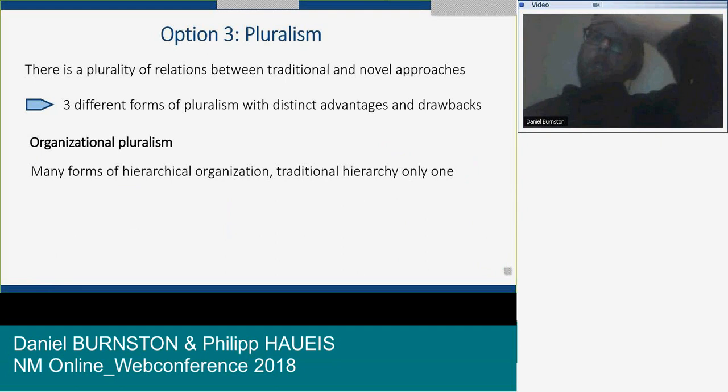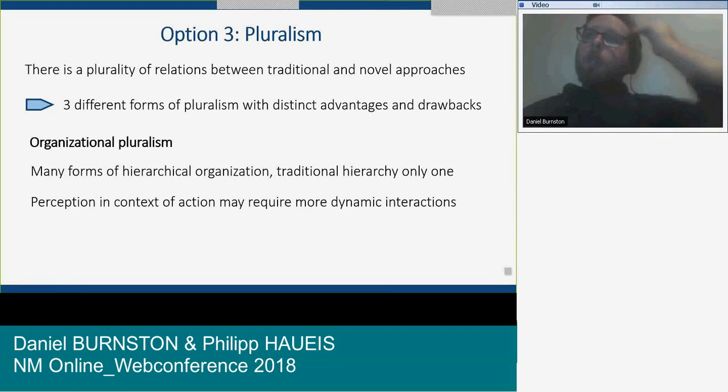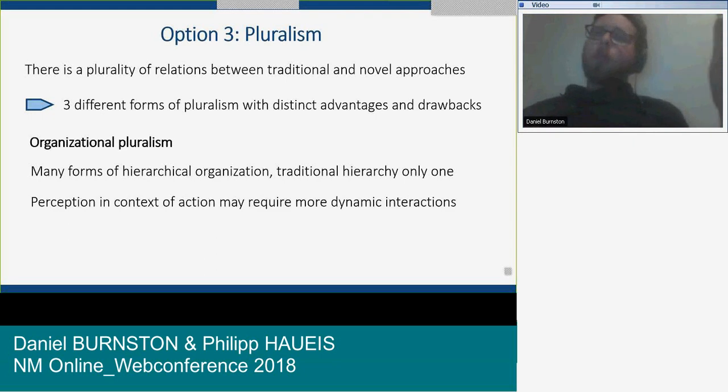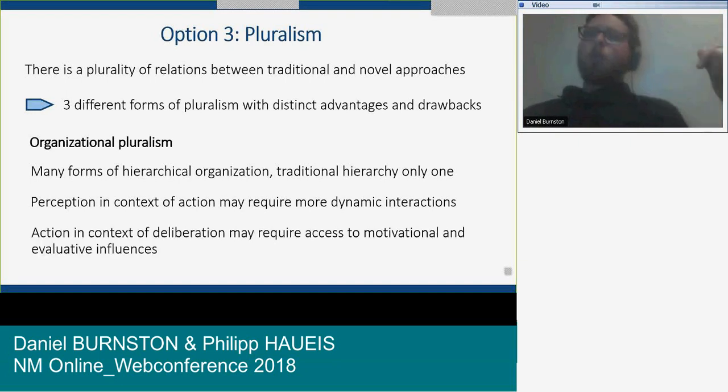The other thing you might say is, well, the brain just implements a lot of different types of organization. So it might be that processing is serial and abstractive when you're just looking at a bottom-up stimulus. But it might be that perception in the context of action may require more dynamic interactions than just a simple feed-forward process.